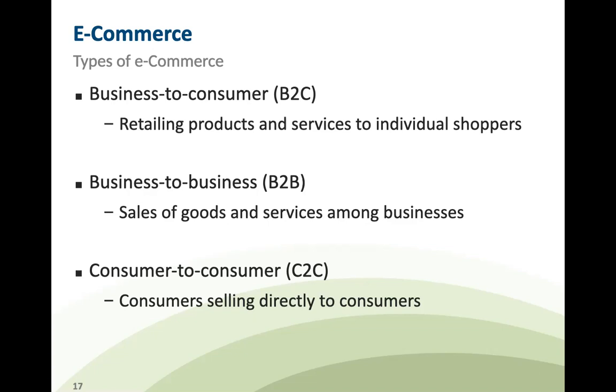B2C, business to consumer, then B2B, business to business, and consumer to consumer, C2C, right? So business to consumer is retailing products and services to individual shoppers. Basically, when a business sells products to individual shoppers or customers, that is B2C. Then you have business to business, sales of goods and services among businesses. So in between businesses also, selling and purchasing of goods happen. So that's B2B. Then you have consumer to consumer, so consumers will be selling directly to consumers.